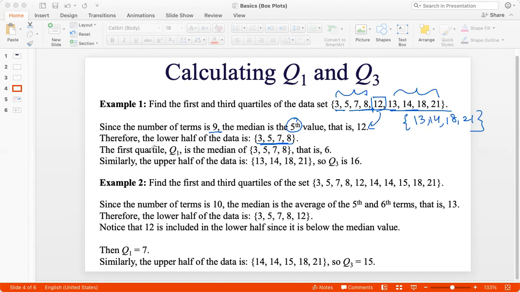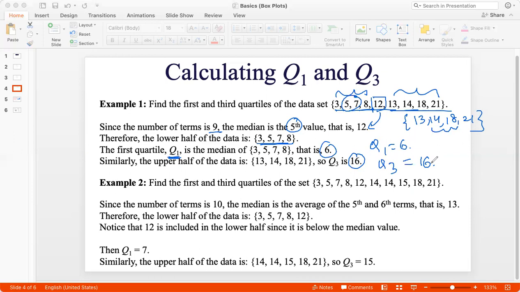And now the median of the lower half is the first quartile. So what will be the median of 3, 5, 7, 8? It will be the average of 5 and 7, which is 6. So Q1 for this data set is 6. And what is the median for the upper half? It's the average of 14 and 18, which is 16. So Q3 is 16. So that's what you do when you find the Q1 and Q3 of a data set with an odd number of values.